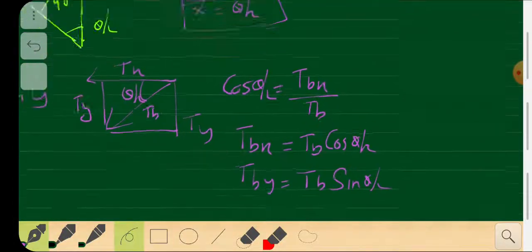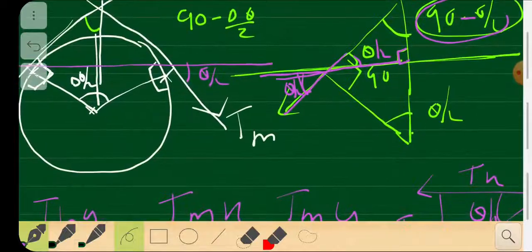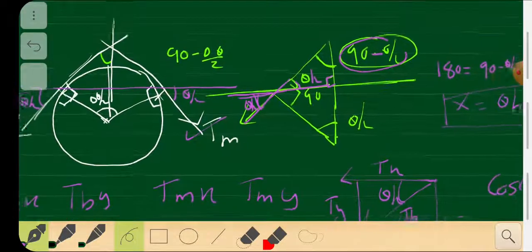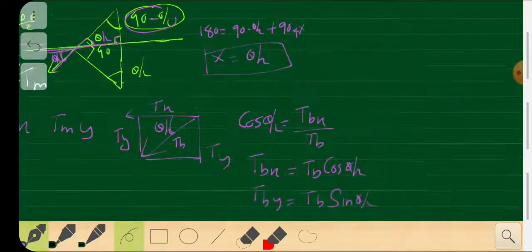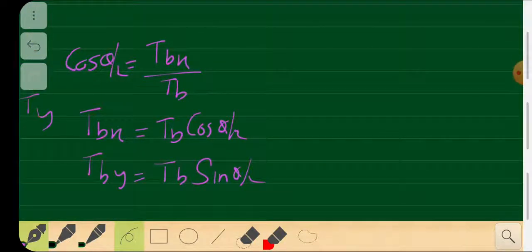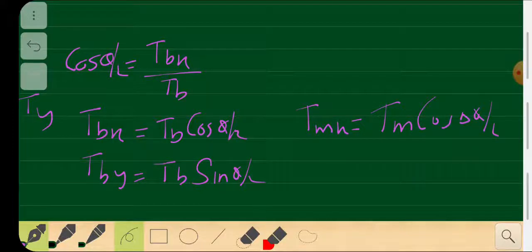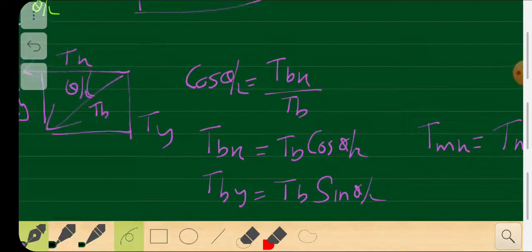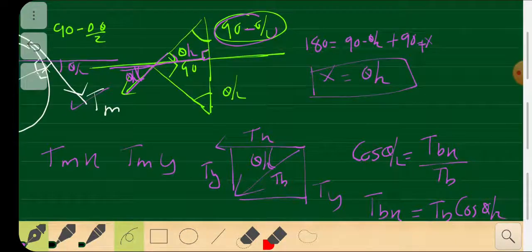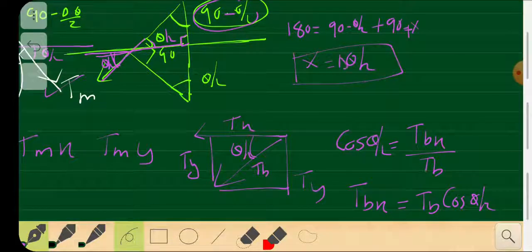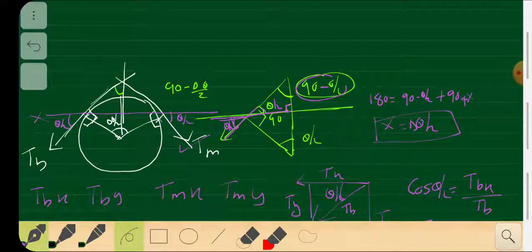Similarly, if you look at the other side, in the case of the mass hanging, you can find out the same thing. T of mass in the x direction will be equal to T of mass times cos delta theta by 2, right? Okay, I just called the change in theta delta theta, so theta by 2 is delta theta by 2, because we have taken delta theta by 2 in here.